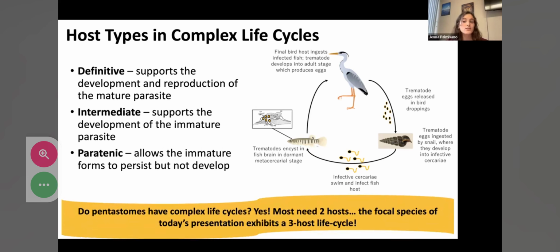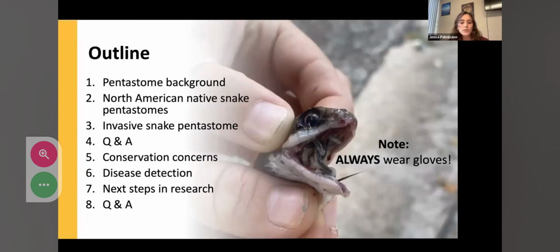Our focus today is obviously the snake pentastomes, and they do have complex life cycles relying on at least one intermediate host. Our focal species, the invasive species, seems to exhibit a three-host life cycle, like we see here with the trematode. So just a quick overview of our topics for today. We're going to cover a brief background of pentastomes and the native and invasive snake pentastome species here in North America. We'll pause for a Q&A prior to getting into conservation concerns and future research, and then we'll close with a second Q&A.